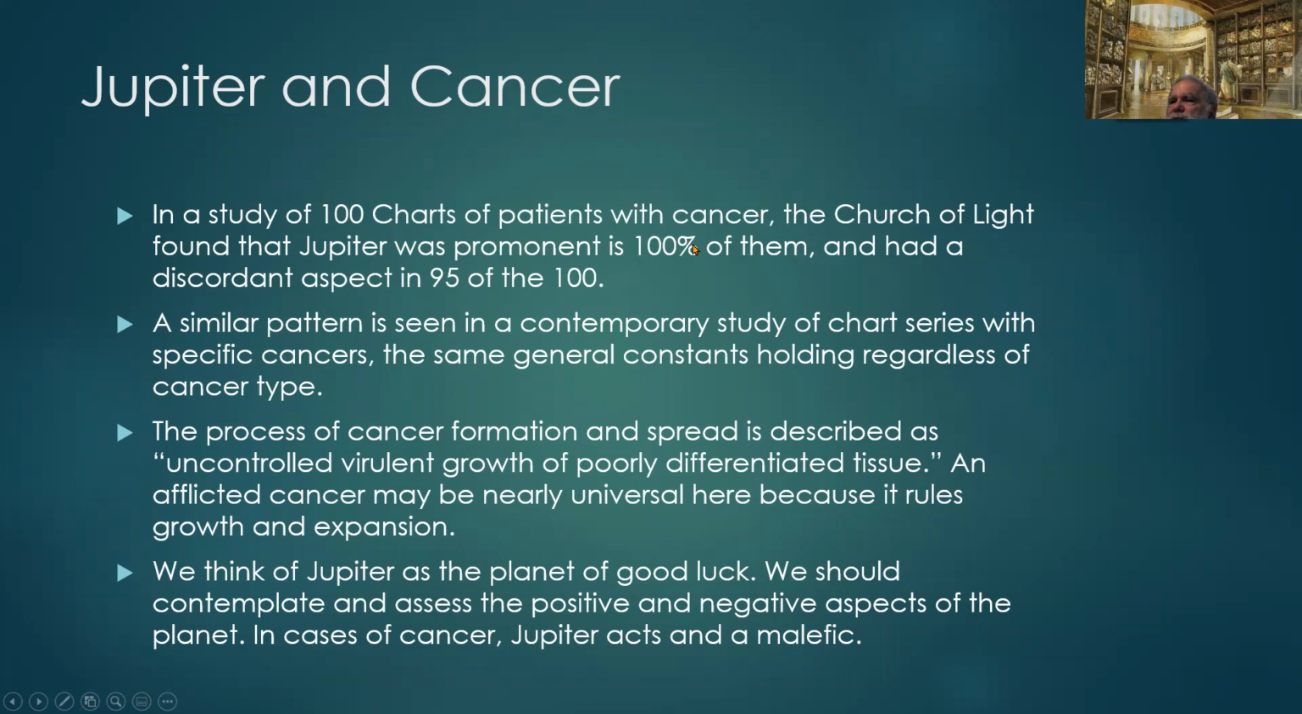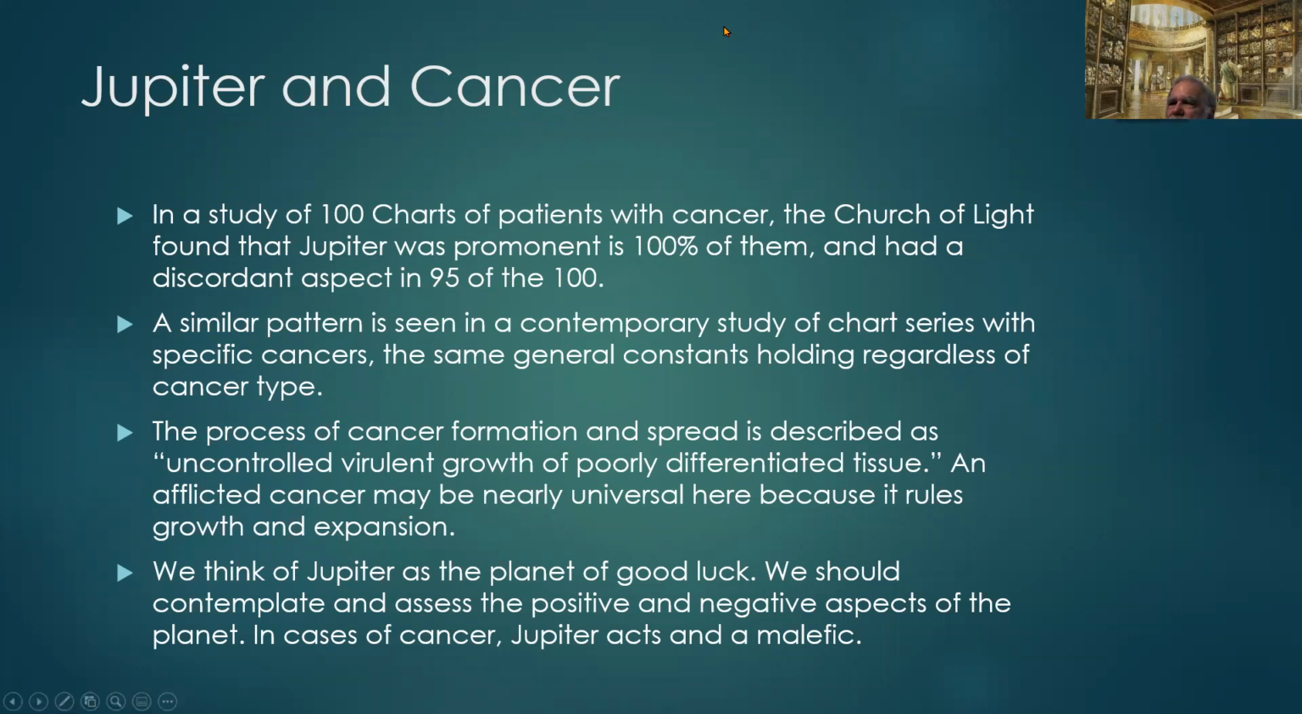They found Jupiter was prominent in the chart using our rules of prominence in 100%. And it had a discordant aspect in 95 of those 100 charts. Right? So this is one of our constants for cancer in our course. The four constants would be Saturn, Jupiter, Moon, and Neptune, and we'll be talking about them in a minute.